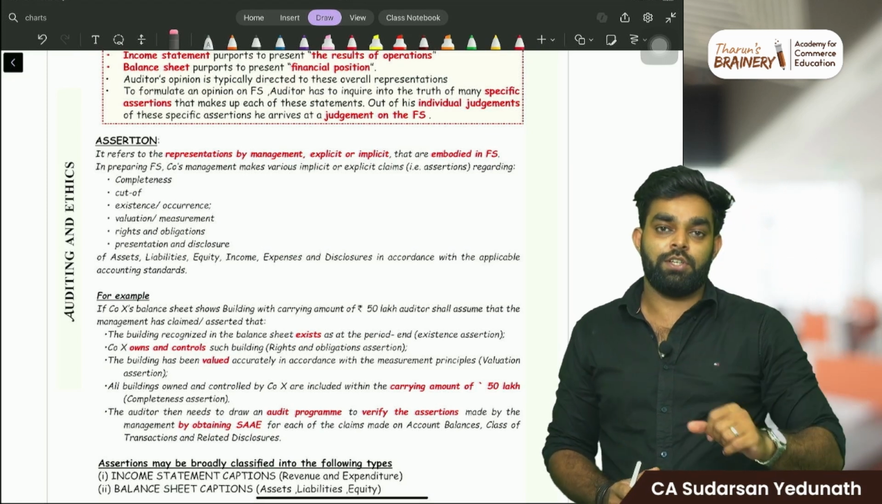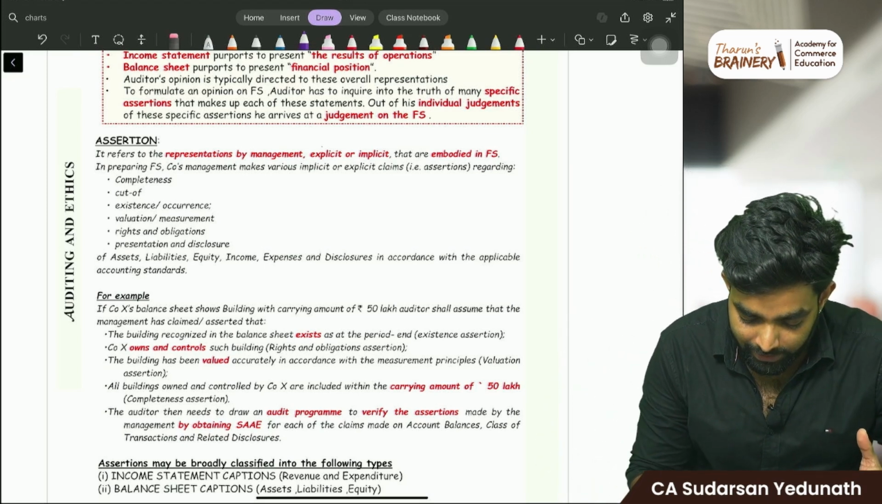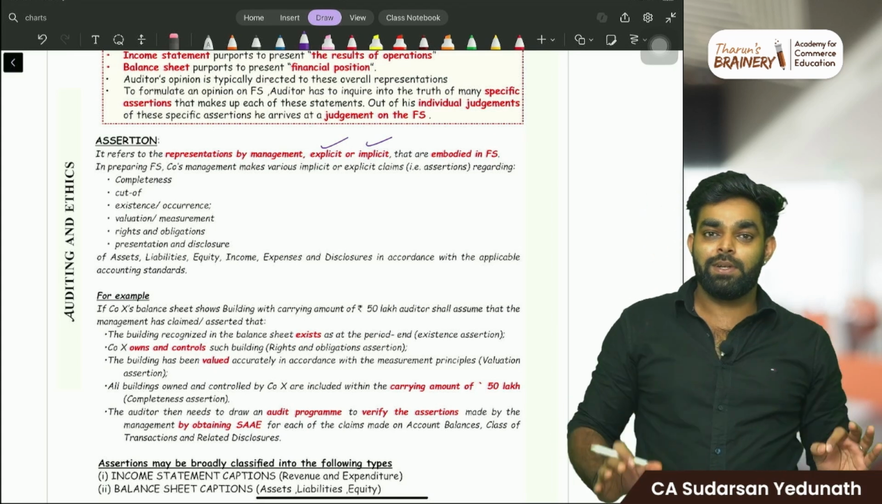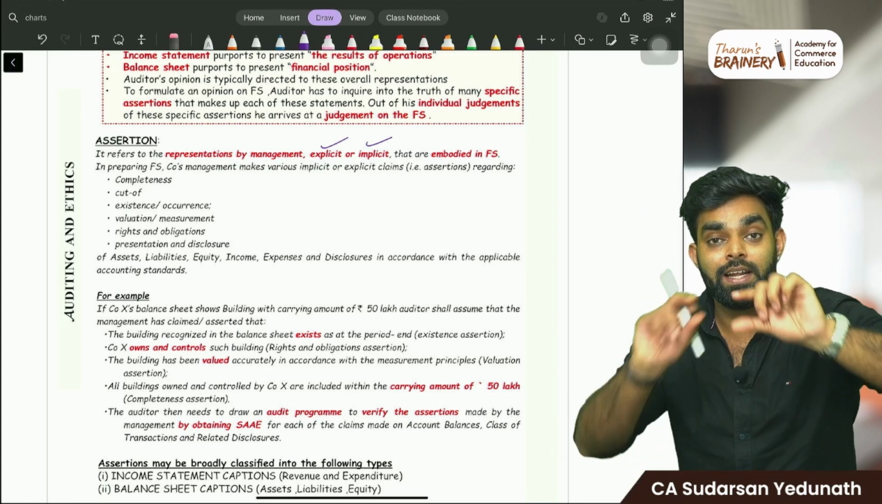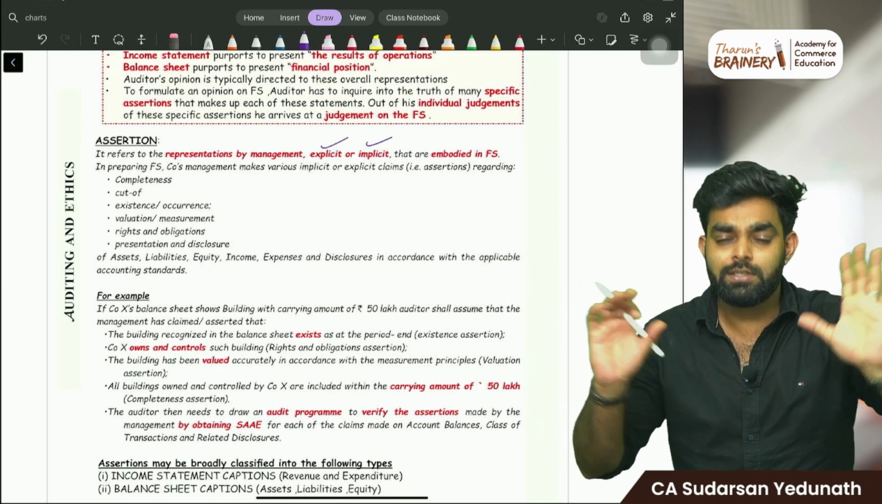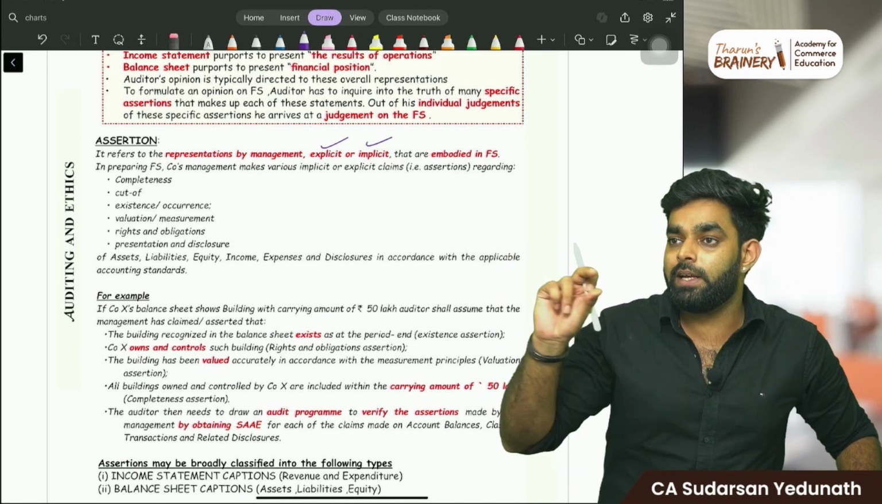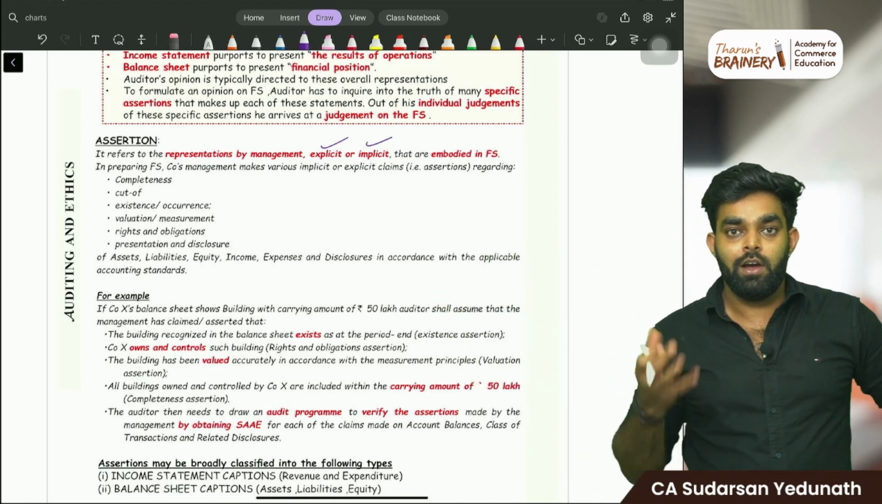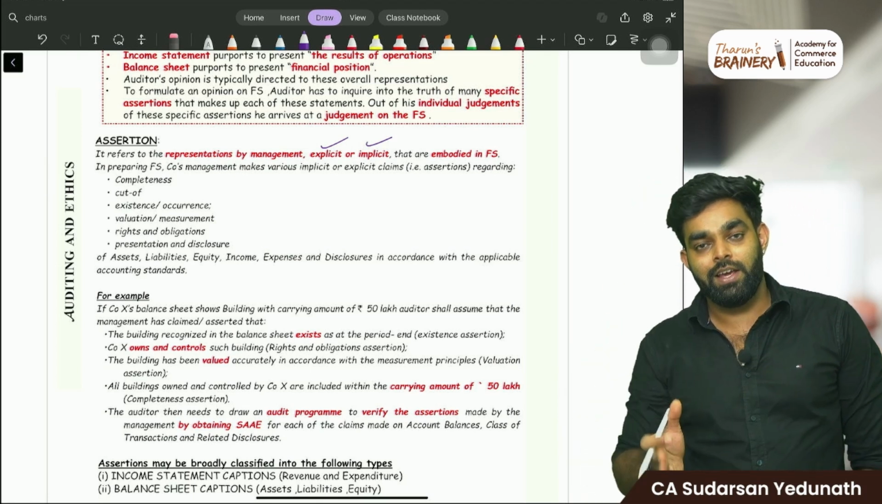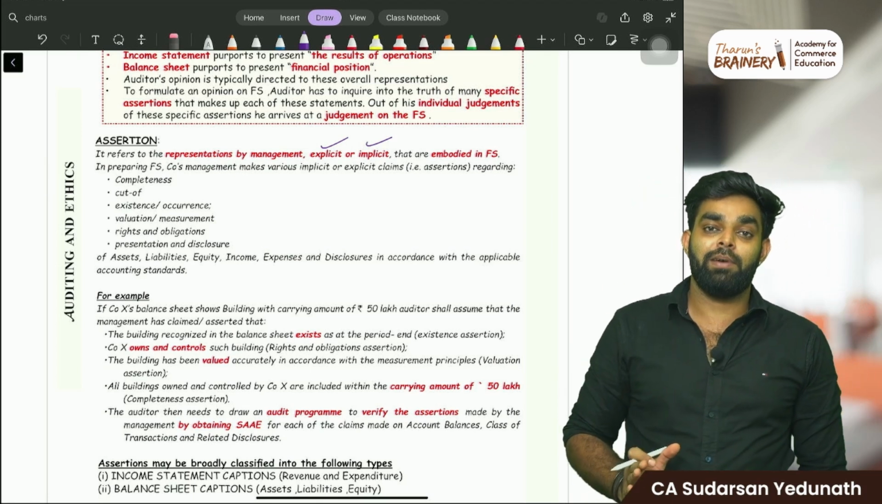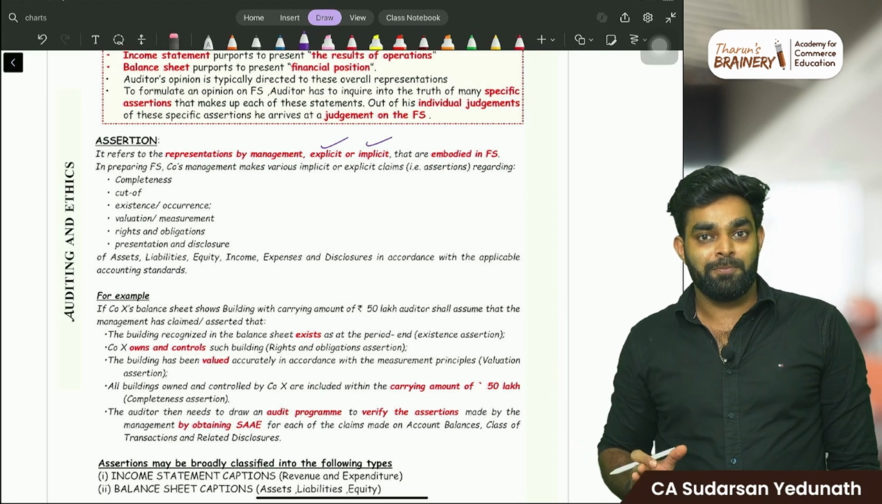There are two types of assertion, explicit or implicit. Explicit means assertions that are expressly said to us, assertions that are written in the financial statement. Means share capital 10 lakh, land and building 10 lakh is written in the balance sheet. What does that mean? That means management is saying to you that the company has land and building of 10 lakh rupees.